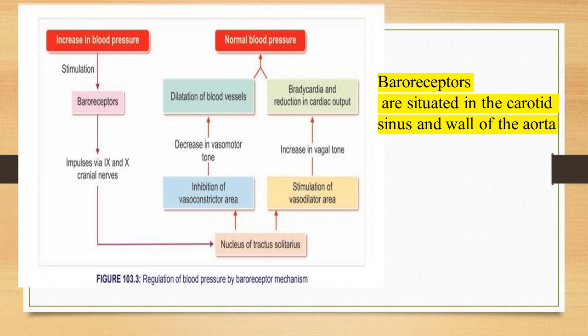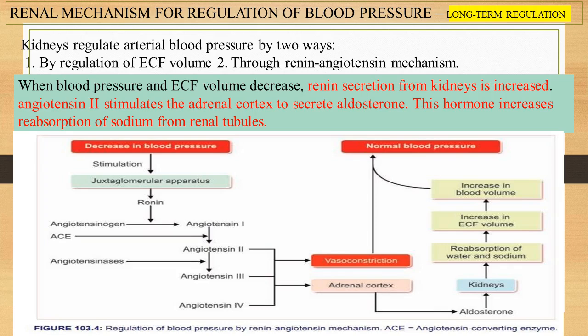Baroreceptors in the carotid sinus and aorta wall play a vital role in regulating blood pressure by responding to changes in vessel stretch and sending signals to the brain. The kidneys regulate blood pressure long-term through mechanisms like renin-angiotensin. When blood pressure drops, renin secretion increases, leading to angiotensin II production and blood pressure elevation.